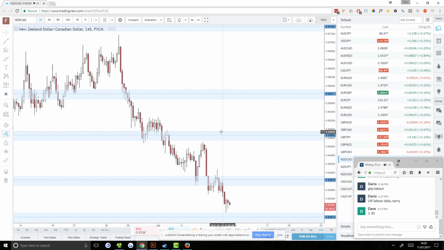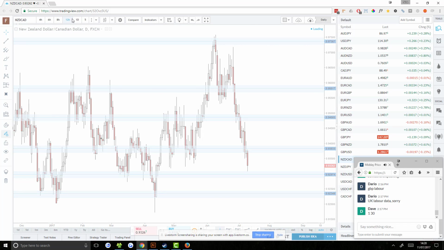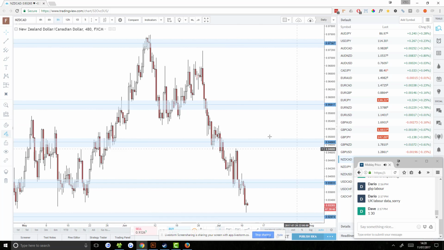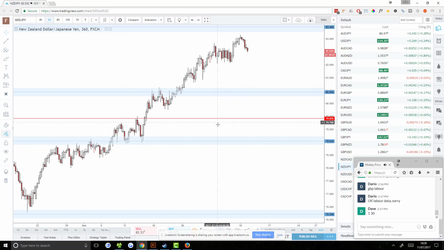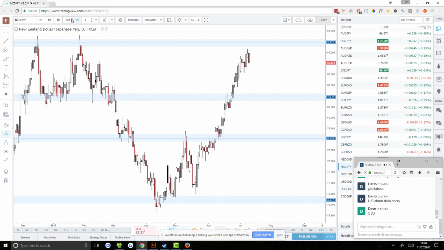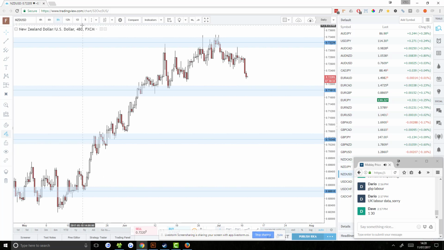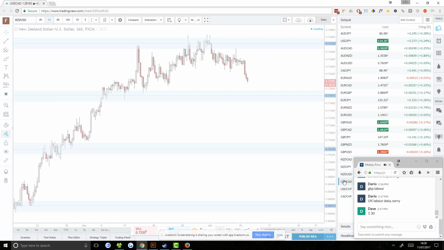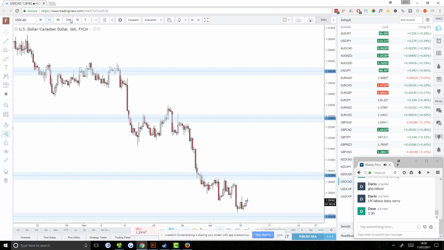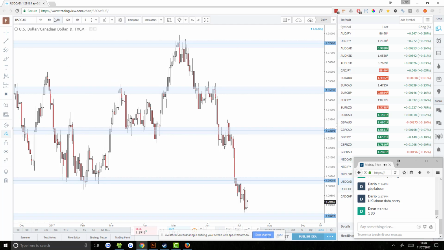New Zealand CAD is continuing its trend down, but as far as setups go, there's nothing much going on here. New Zealand JPY, it is in between support resistance areas, so there's nothing much going on here either. New Zealand USD, in between support resistance areas, nothing much going on. USD CAD is also in between support resistance areas, nothing much going on, guys.